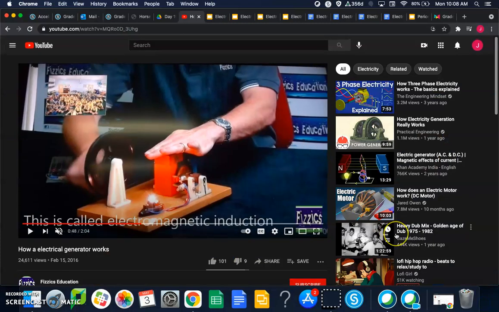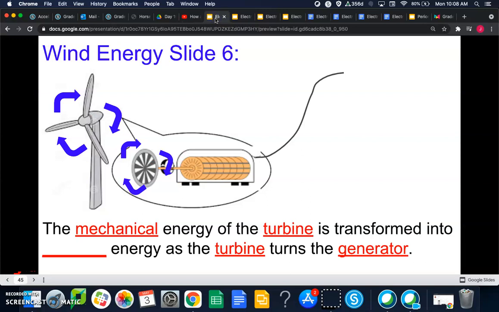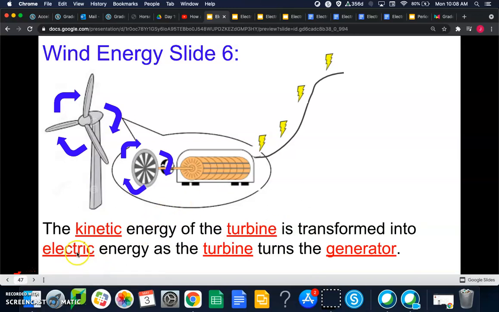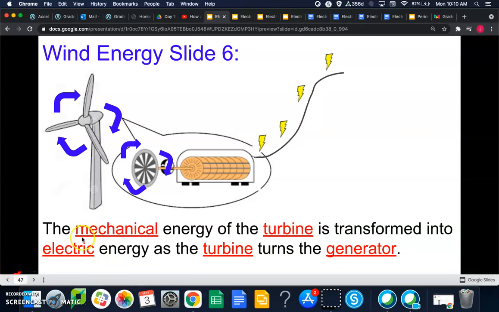And a lot of your different energy sources will use that same idea. So we're spinning the turbine. The turbine spins the generator. That's going to generate electricity. And so the mechanical energy of the turbine is transformed into electric energy. Sorry, another mistake there. That said kinetic before, but it should have said mechanical. So the mechanical energy of the turbine is transformed into electric energy as the turbine turns the generator.